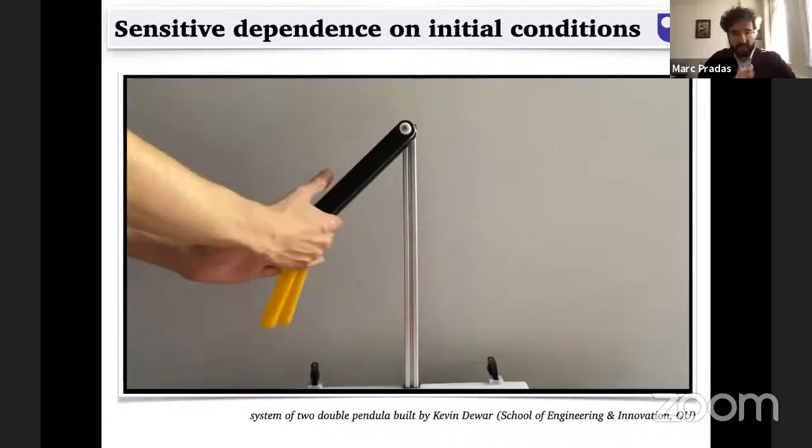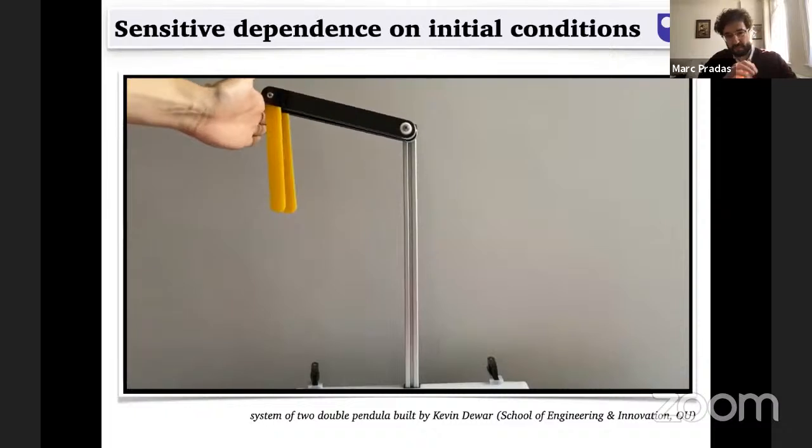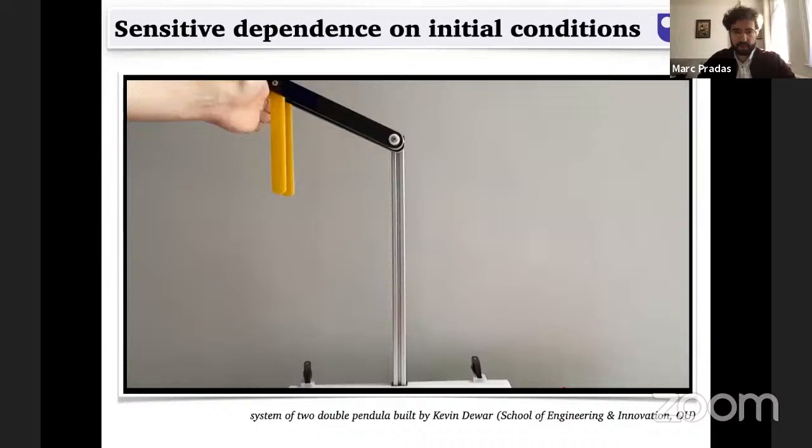What I'm going to try to do here is lift the two double pendulums and locate them more or less at the same height. Then I'm going to try to release them at the same time. So let's see what happens. I'm going to play these in slow motion.